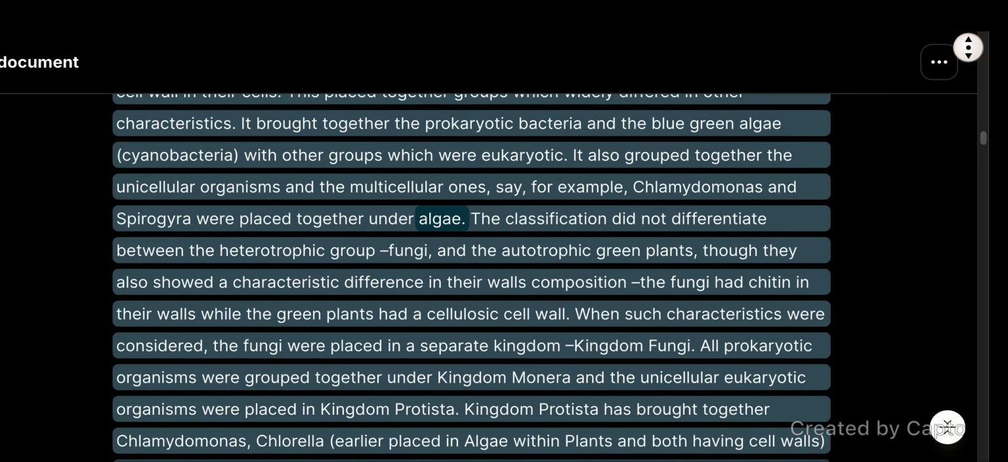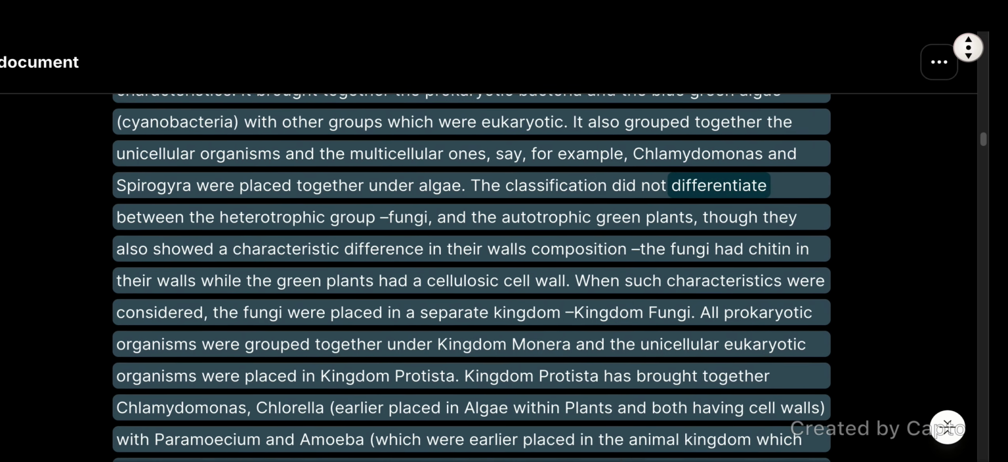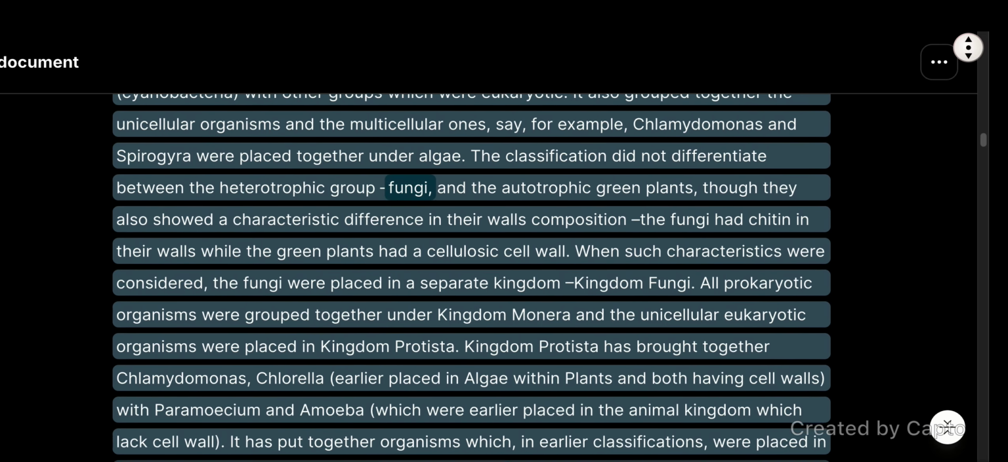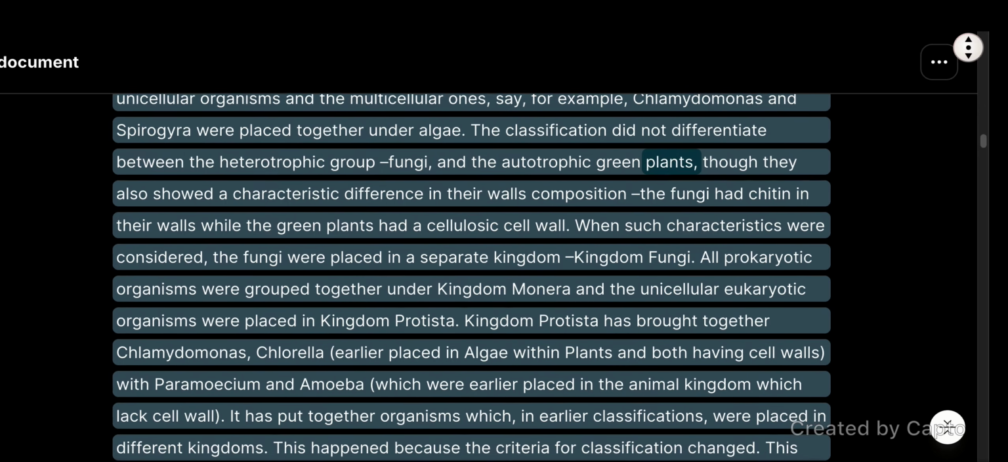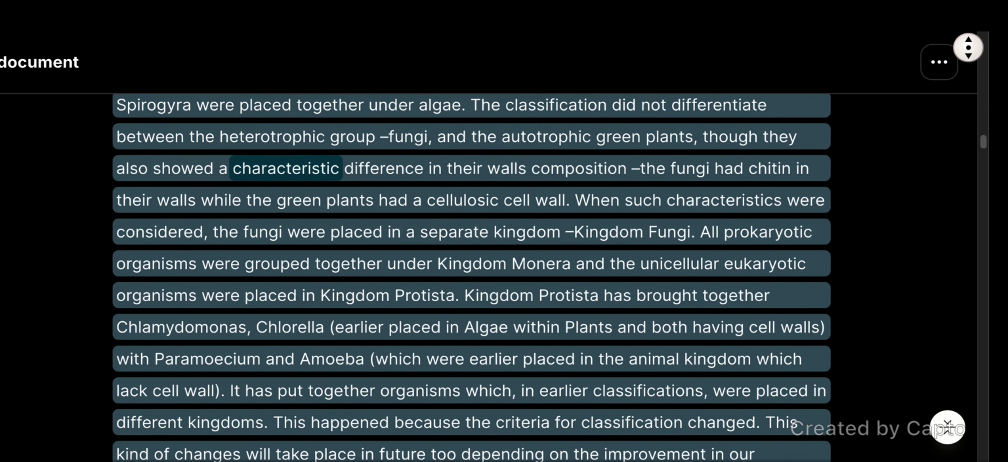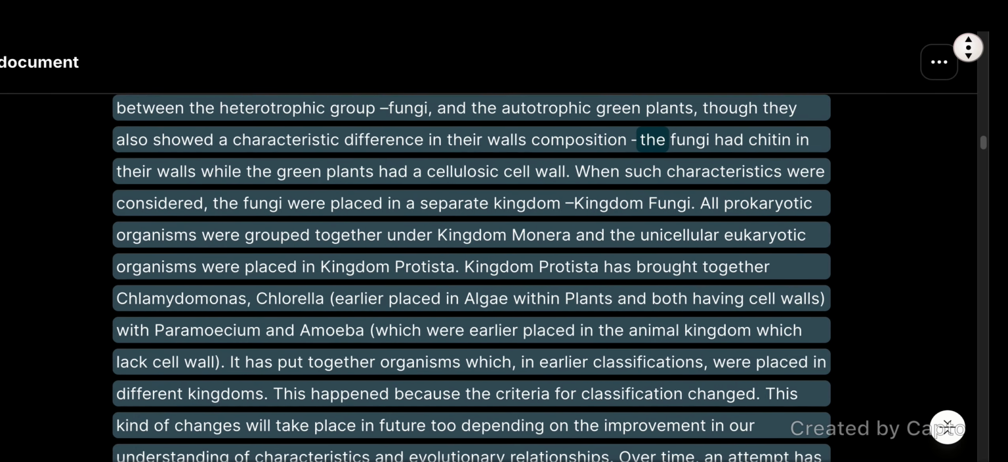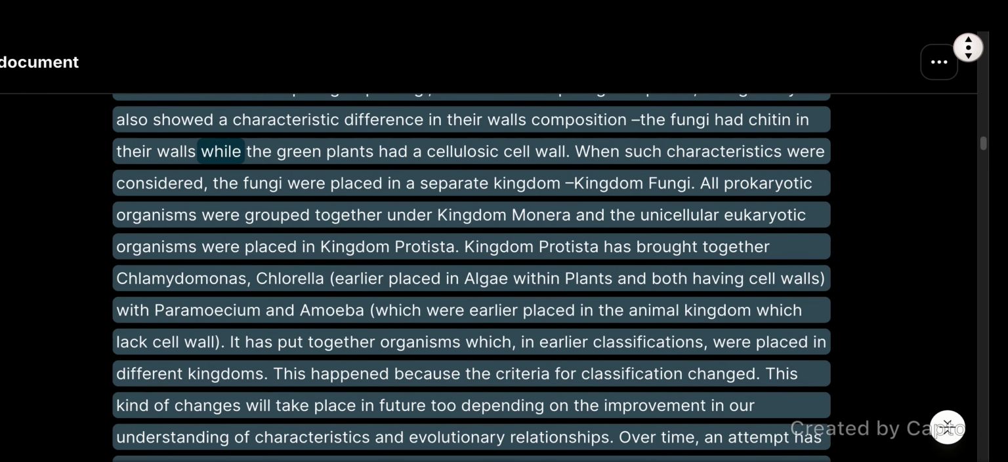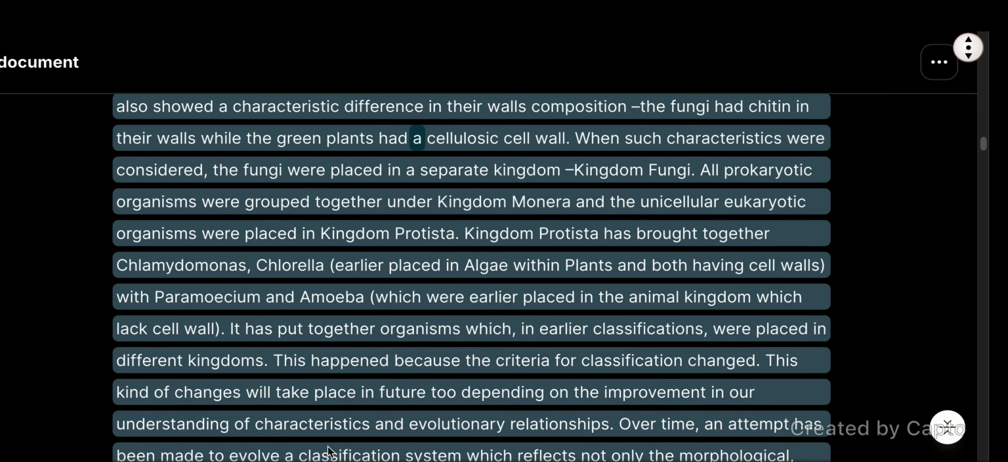under algae. The classification did not differentiate between the heterotrophic group fungi and the autotrophic green plants, though they also showed a characteristic difference in their wall composition. The fungi had chitin in their walls, while the green plants had a cellulosic cell wall. When such characteristics were considered, the fungi were placed in a separate kingdom Fungi. All prokaryotic organisms were grouped together under kingdom Monera, and the unicellular eukaryotic organisms were placed in kingdom Protista.